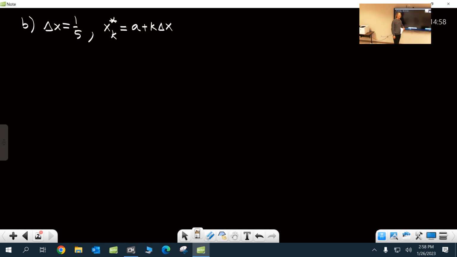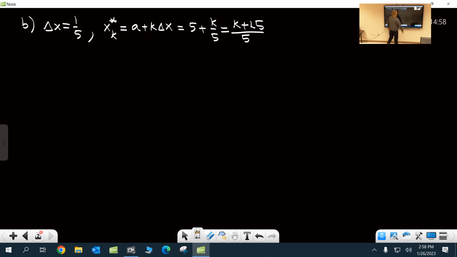Next week, when we're actually evaluating integrals using the definition of Riemann sums, we will always be using this one right here. So a is 5, delta x is 1/5, times k will be k over 5. Add these two together and you get k plus 25 over 5. Good.